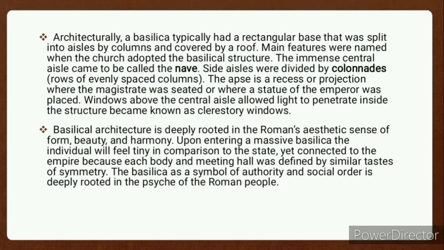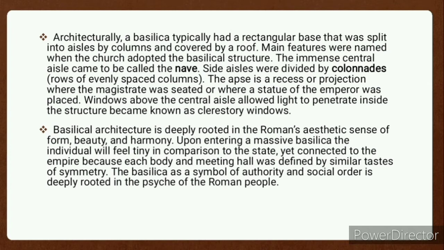Since the basilica was adopted by the Christian Church, some main features were named, like the nave, which is the immense central aisle. Next, the colonnades, which are a row of evenly spaced columns which divides the side aisles. Then the apse, which is a projection where the statue of the emperor was placed. Lastly is the clerestory windows, which is situated above the central aisle and allows light to penetrate inside the structure.